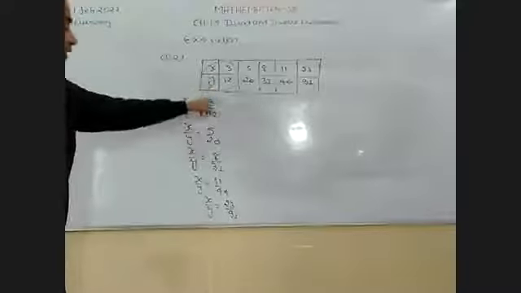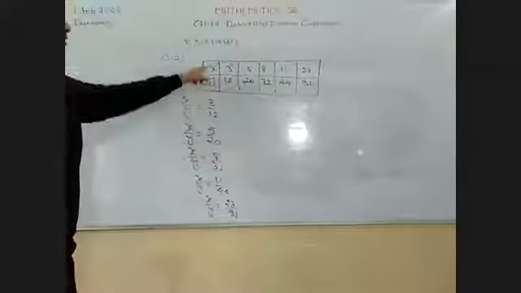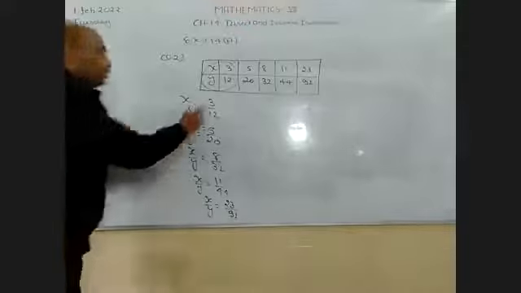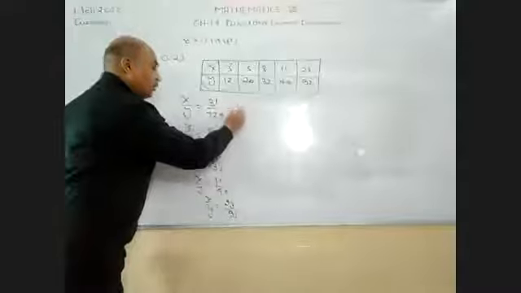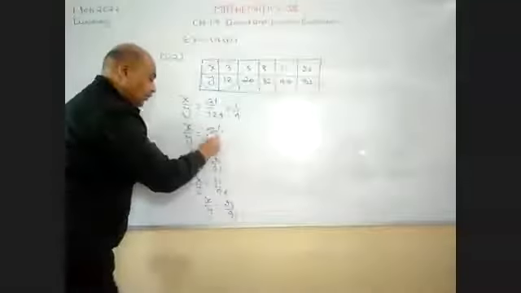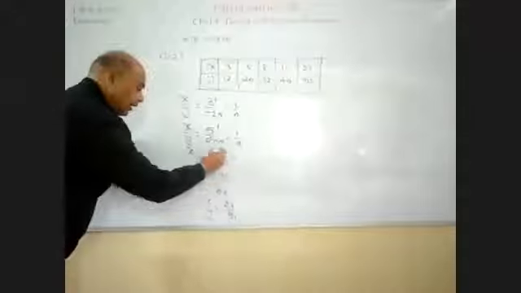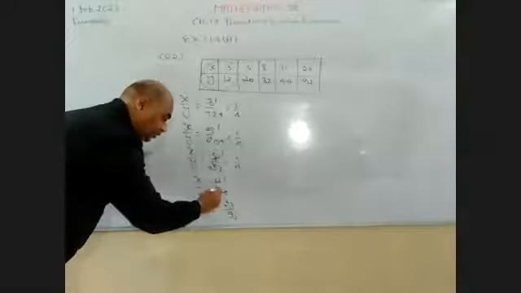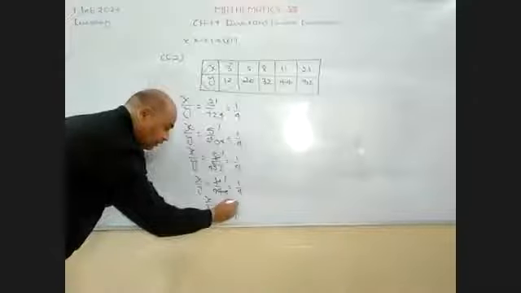If the result of all the terms is not going to be the same, then x and y are not proportional. Now check. 3 1s are 3, 3 4s are 12. This is going to be 1 by 4. Now 5 1s are 5, 5 4s are 20. So the answer becomes 1 by 4. Check next. 8 1s are 8, 8 4s are 32. The answer becomes 1 by 4. Next, 11 1s are 11, 11 4s are 44. The answer becomes 1 by 4. 23 1s are 23, 23 4s are 92. The answer becomes 1 by 4.